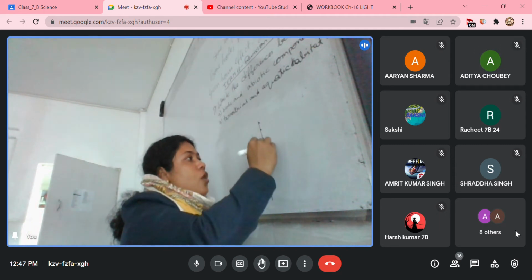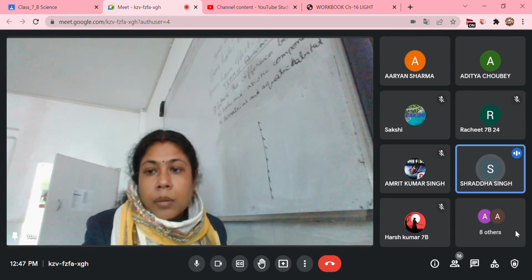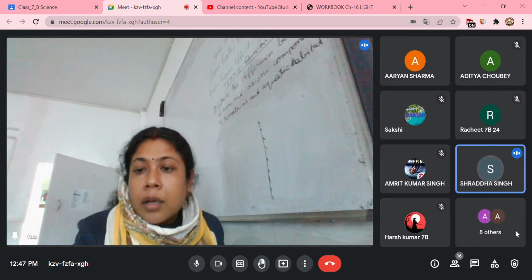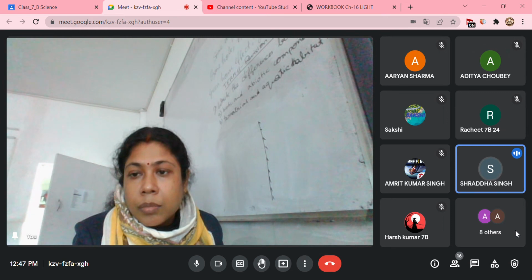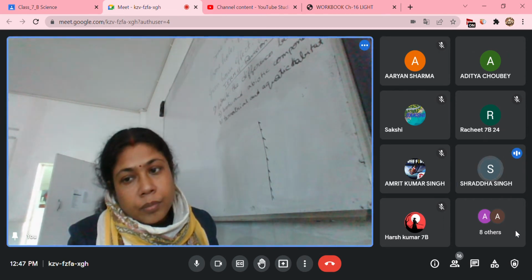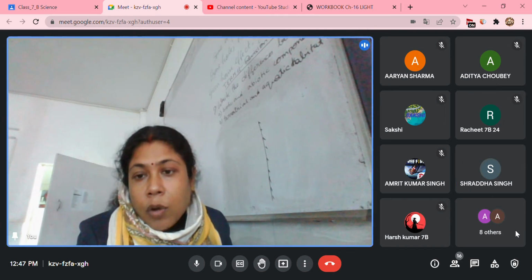What is the nature of image formed in a plane mirror? Ma'am, the size of the image is the same as the object. And ma'am, the distance between the image and the mirror is the same as the object's distance in front of it. Okay. And what type of image is it?